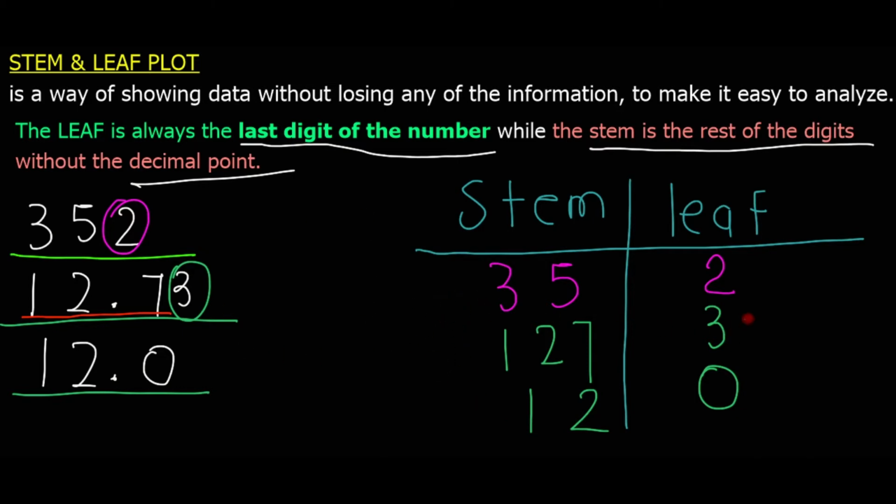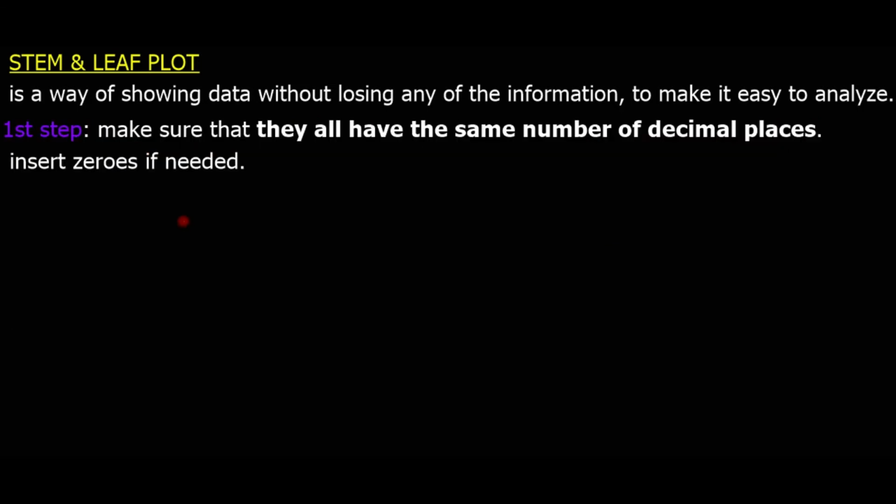Another additional piece of information which is important. It says first make sure that they all have the same number of decimal places. Insert zeros if needed. Let's say for example we have 2.5, and then 17.24, and then let's say 8, and then 6.13, and then 7.1.